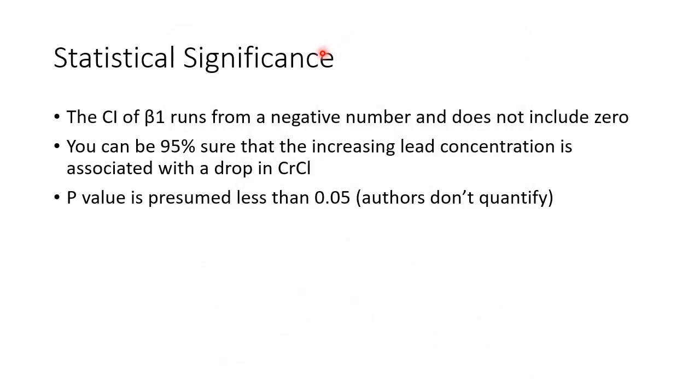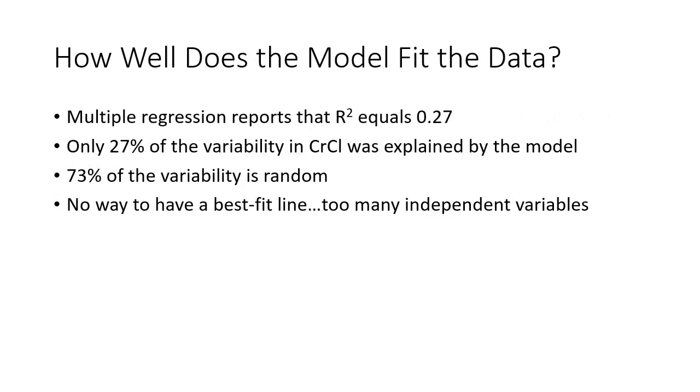Okay. As I mentioned, it does not include 0. It's a negative number. So you already know that the p-value is going to be less than 0.05. In this case, the authors actually didn't have to quantify it. You just know based off the confidence intervals that yes, it is less than 0.05. Okay. There will be other examples of that, so you get a better feel for that.